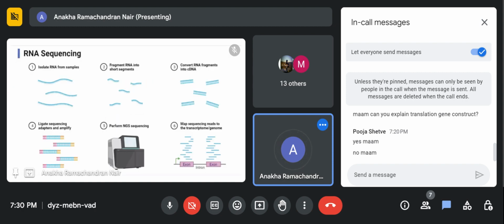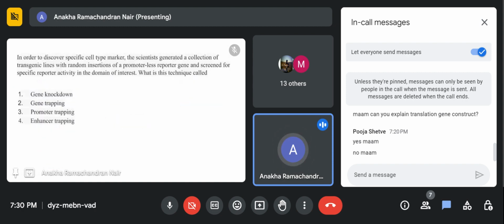Okay, and this is the last question for today. In order to discover specific cell markers, the scientists generated a collection of transgenic lines with random insertion of a promoter-less reporter gene and screened for specific reporter activity in the domain of interest. Okay. What is this called?